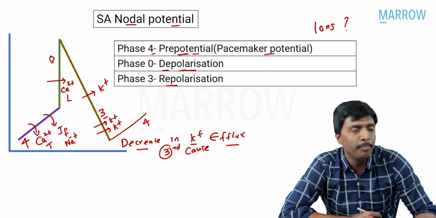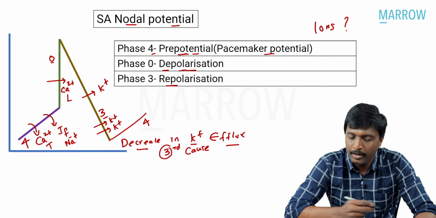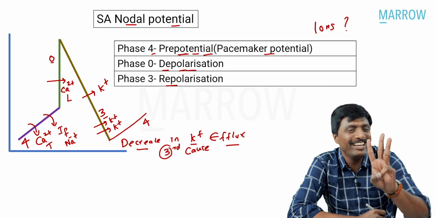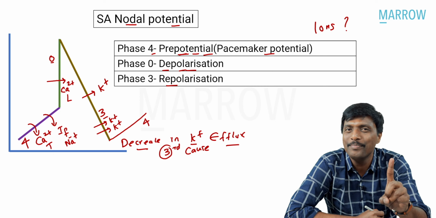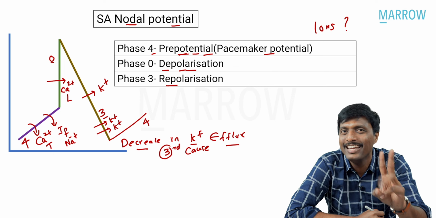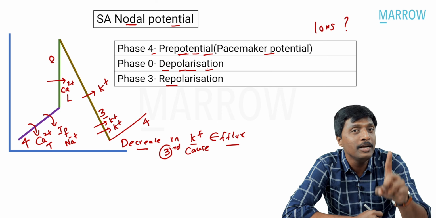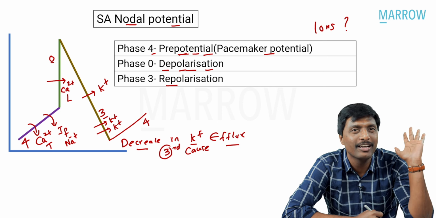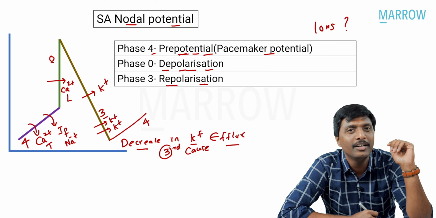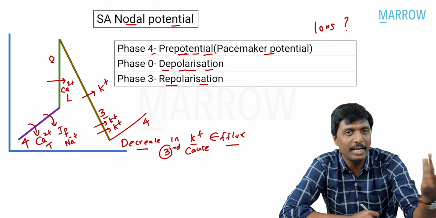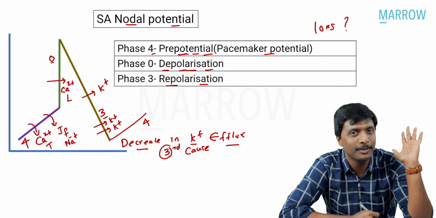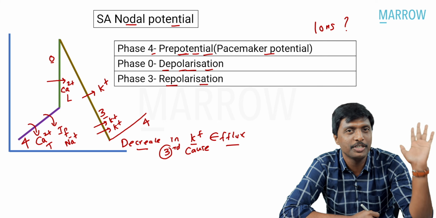That's all. Now please help me revise along with me. Prepotential, three causes: T-type calcium, funny current sodium, decrease in potassium efflux. Depolarization, solely by L-type calcium currents. Repolarization, potassium moving out, potassium efflux. That's all. This is about SA nodal potential.